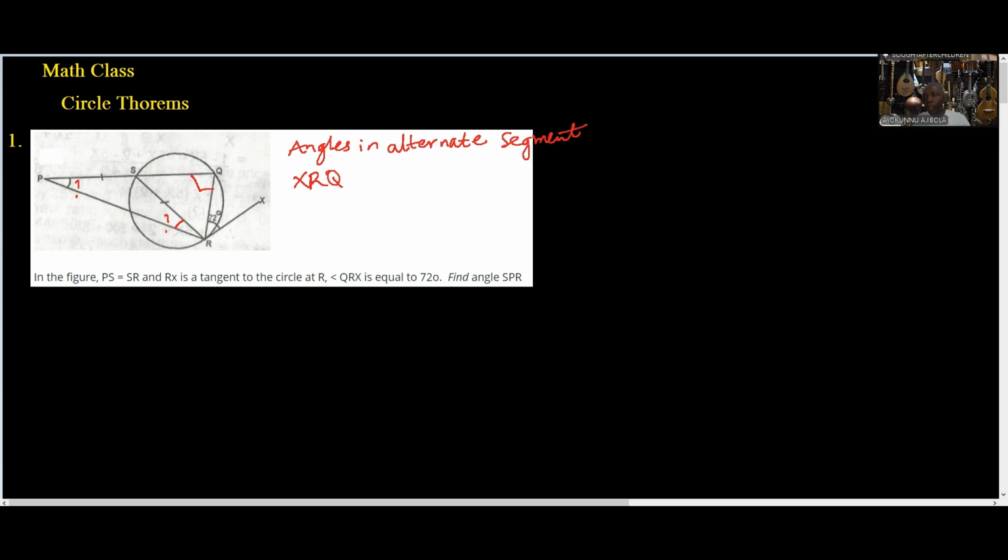There is what we call alternate segment. If you look at this shape carefully, this is a segment. Okay, is that clear? This is a segment, right?